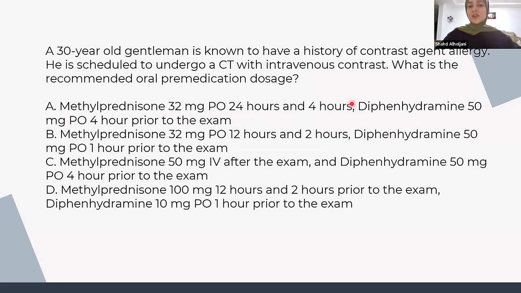Okay, a 30-year-old gentleman is known to have a history of contrast agent allergy. He is scheduled to undergo a CT with intravenous contrast. What is the recommended oral pre-medication dosage? Okay, so everyone answering B. That is the correct answer. You need to remember, as I mentioned, the medication, the doses, and the time. So methylprednisolone, 32 milligrams per oral, 12 and 2 hours prior. Diphenhydramine, 50 milligrams PO, 1 hour prior to the exam.